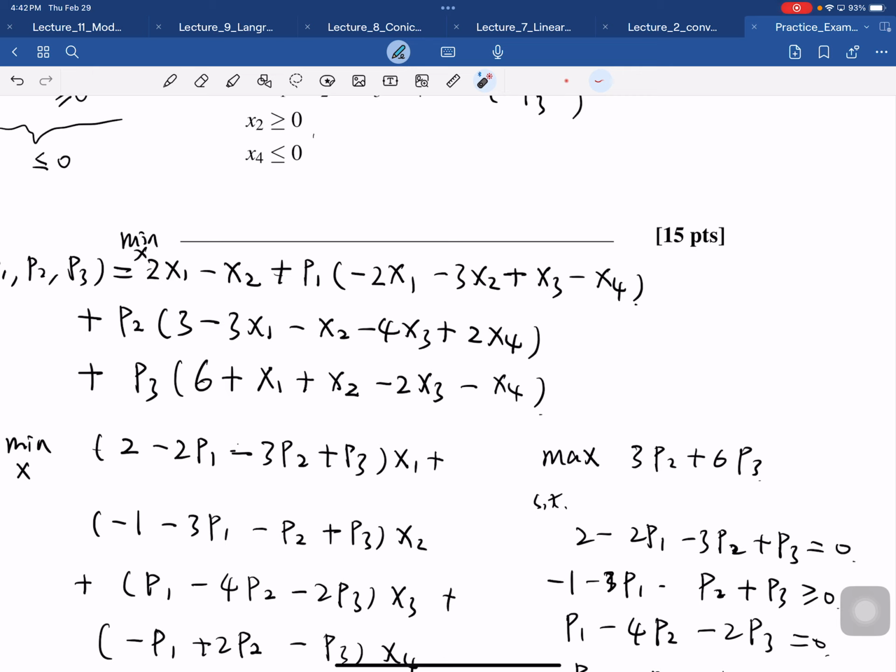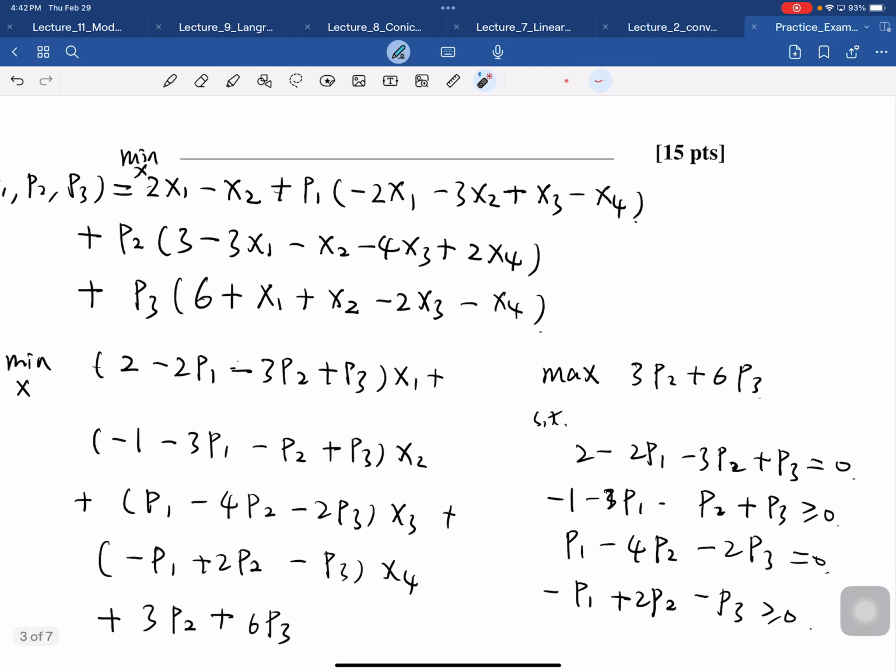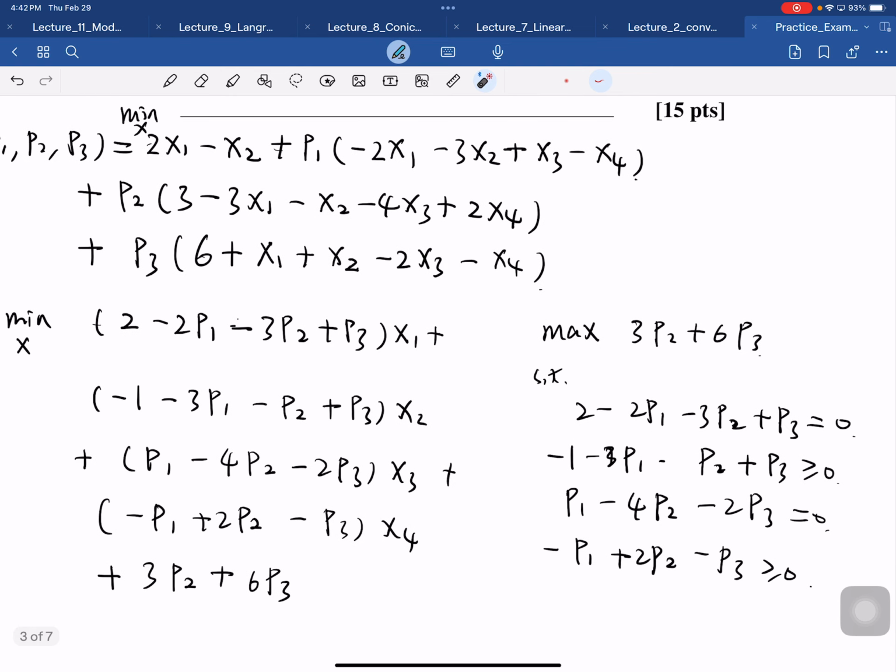Yes. So wouldn't the fourth inequality then be a less than or equal to? Oh, yeah. Sorry, that's a typo here. Yeah, that's what I was thinking about. Okay.